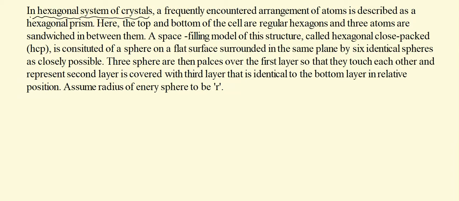In a hexagonal system of crystals, a frequently encountered arrangement of atoms is described as a hexagonal prism. Here the top and the bottom of the cells are regular hexagons, and three atoms are sandwiched in between them. It means that a hexagonal layer is present at the top. So I am denoting this hexagonal layer here. This is a hexagonal layer.